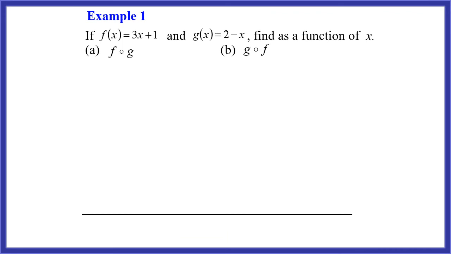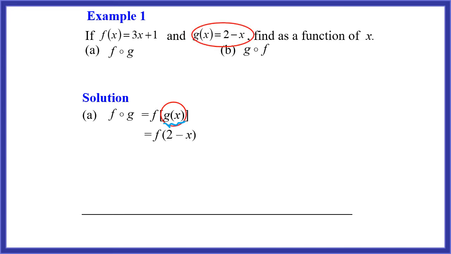Example 1. If f x equal to 3x plus 1 and g x equal to 2 minus x, find as a function of x, f of g and g of f. So how do we do the combination or the composite of the function? First of all, for question A, we need to write down f of g x. So this g x will be the input for function f. So what is g x? We just put g x inside the bracket. g x equals 2 minus x, so it will be f of 2 minus x.